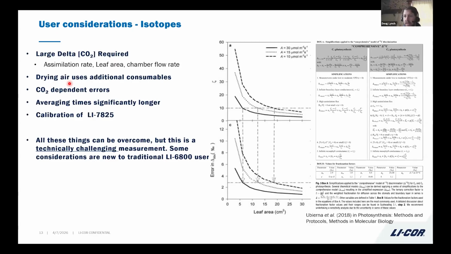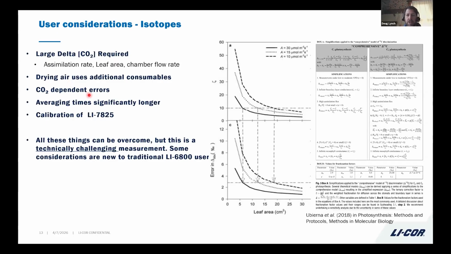We're going to be drying the airstream before it enters our TGA. We're going to be using additional consumables, either Drierite or silica gel, whatever desiccant you use. You go through quite a bit of it. So that's something to consider.